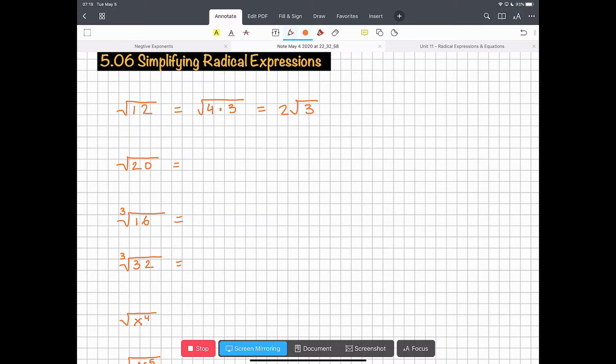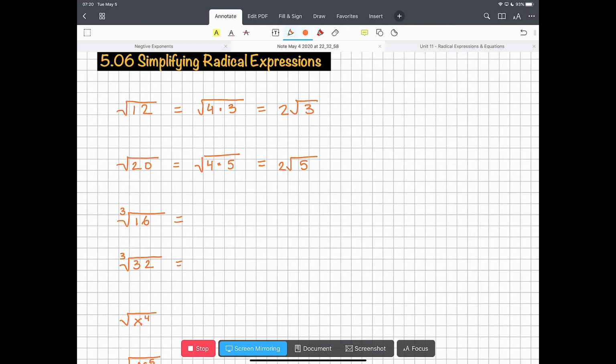We'll do the same now with the square root of 20. So I'm looking for a perfect square, the greatest perfect square, that is a factor of 20. The greatest perfect square again in this case is 4. So 20 can be rewritten as 4 times 5. And now we can simplify. The square root of 4 is 2, so I'm left with 2 square roots of 5.